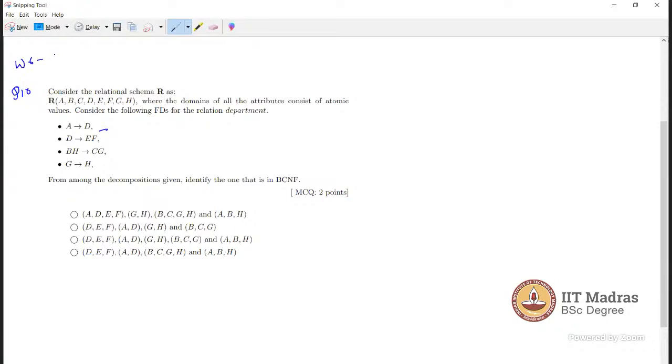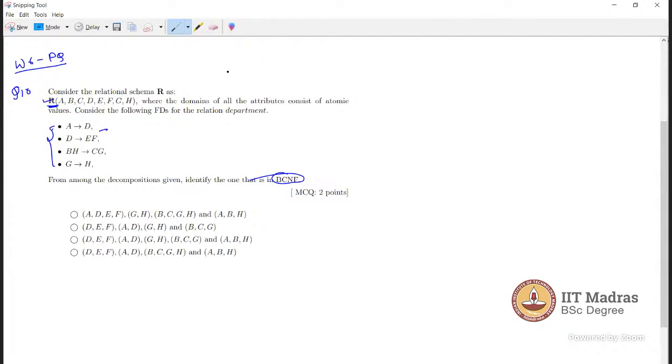Okay, so we have been given the relation R and these are the set of functional dependencies, and we need to decompose it into BCNF. Anyone would like to volunteer how to decompose this relation R into BCNF? Yes, anyone?